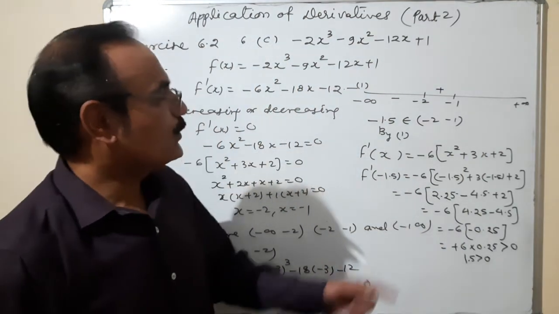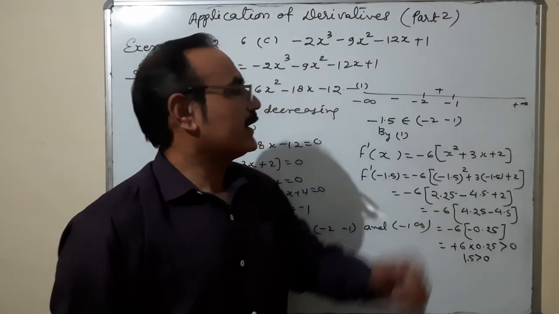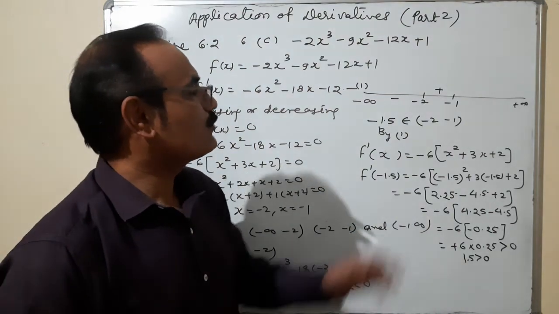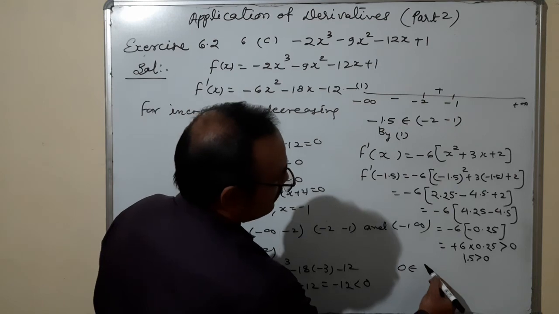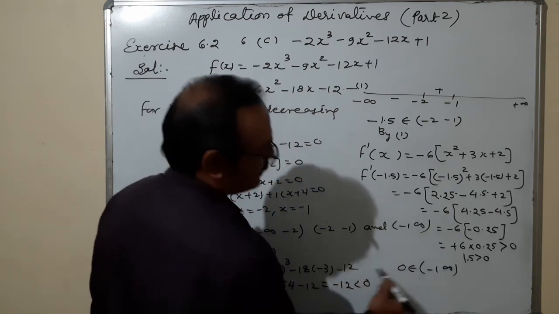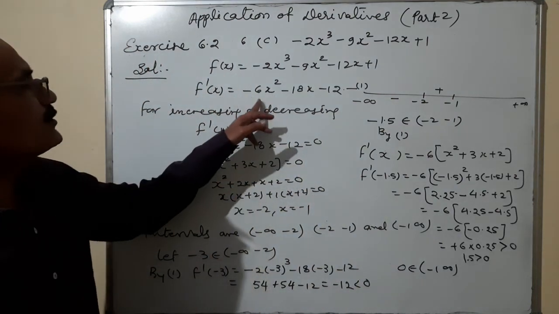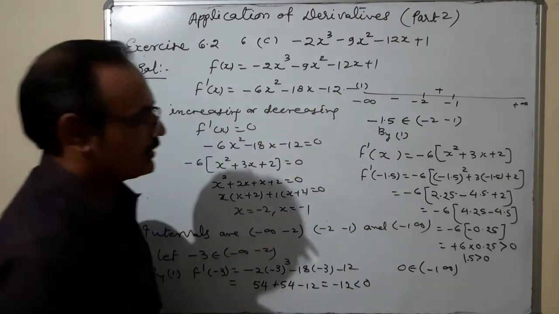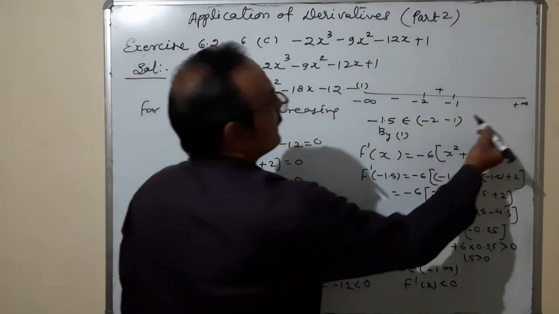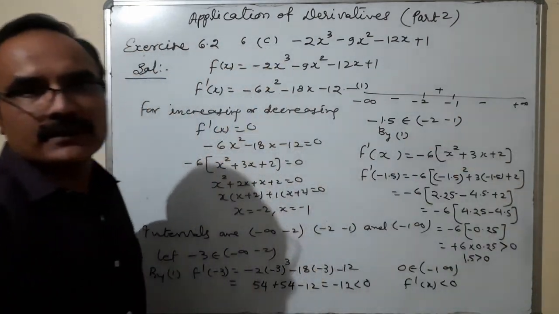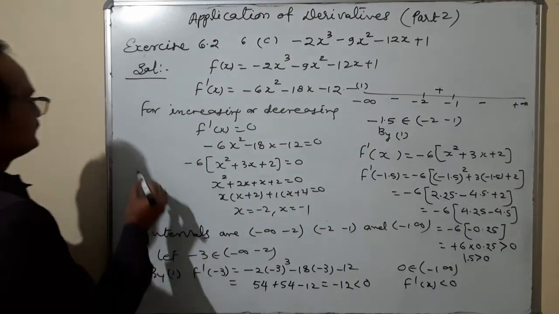Okay. Third one, from minus 1 to infinite. From minus 1 to infinite, I want to take 0. 0 belongs to minus 1 to infinite. When I put 0 here, it is coming minus 12. So that means f dash x is less than 0, so that is also decreasing. Right, intervals.